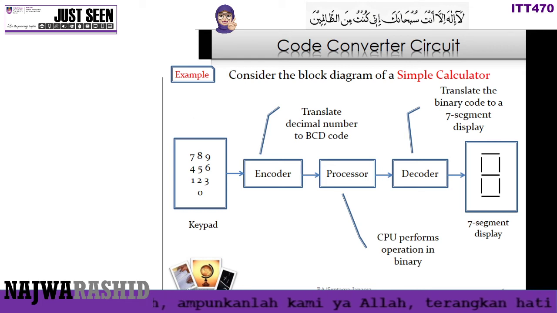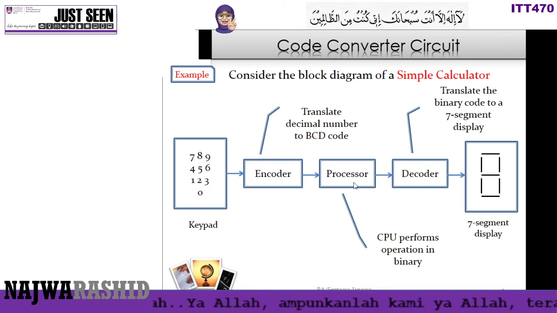Then after that, you will produce the output, and then we need another decoder in order to translate the BCD value that we have into a 7 segment display. This is an example of a 7 segment display. We have 7 segments here. Based on the BCD code numbers, it will turn on whichever segment should be turned on. So that is the purpose of the decoder.